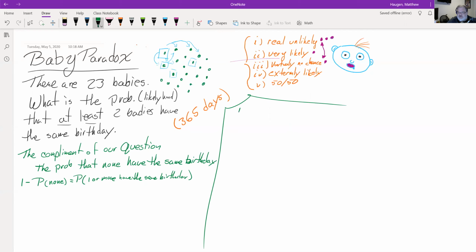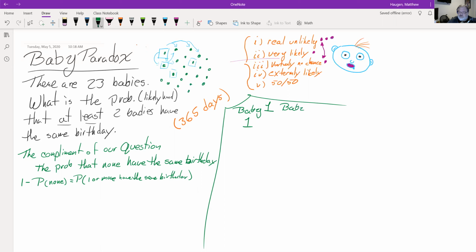So we've got 23 babies. So baby number 1. What is the probability that baby number 1 has a birthday? It's a weird question. Well, 100%, right? Baby 1 has a birthday because it's baby 1. So it's boring, baby 1. Chance of baby 1 having a birthday, 100%.